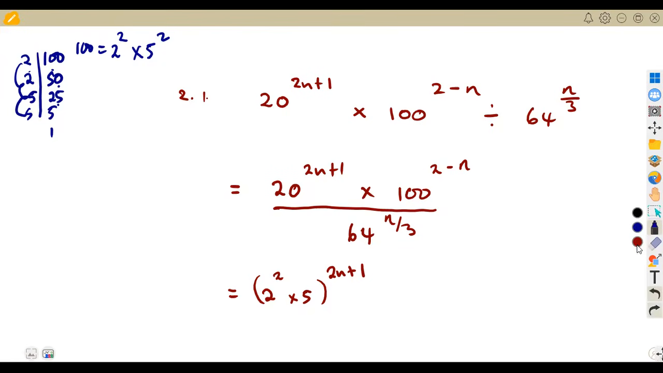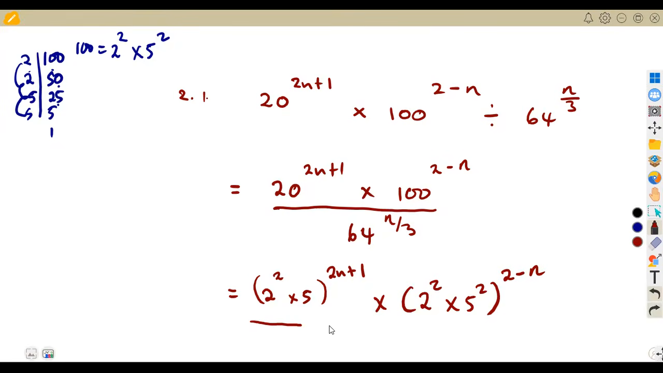So this here, we can write as 100, which is 2 to the exponent of 2 times 5 to the exponent of 2. But everything on that, because it's 100, is being affected by the 2 minus n on the exponent. All right. So this whole part is going to also affect this. All right. Remember, you've got 64.